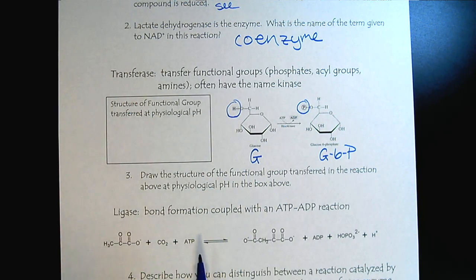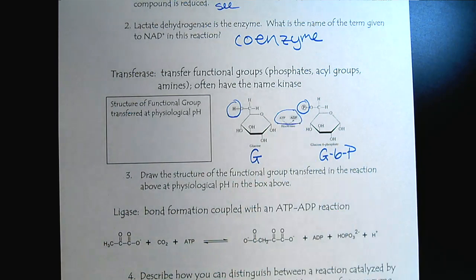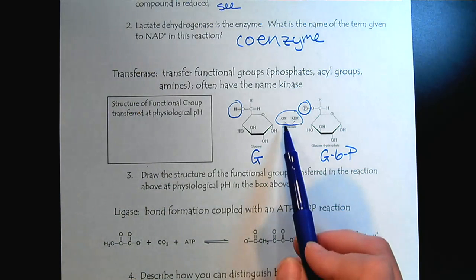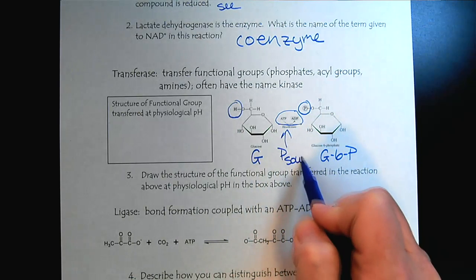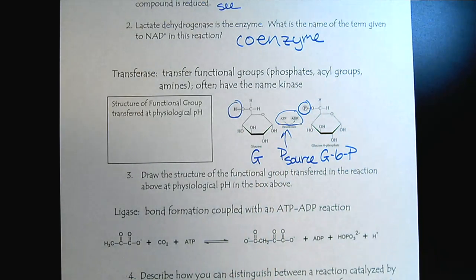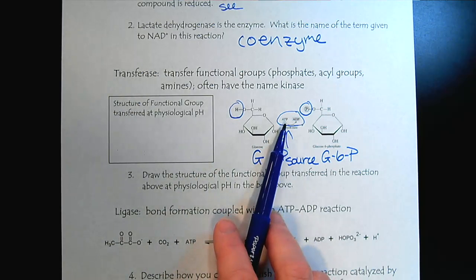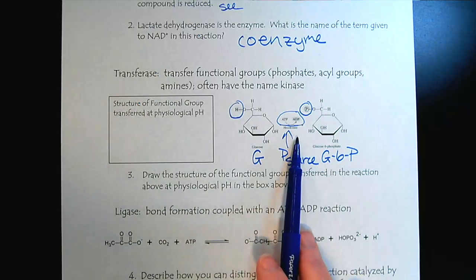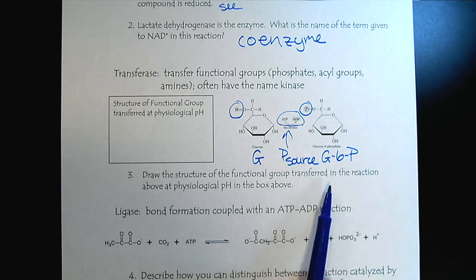Where did the phosphate group come from? It came from the ATP. So we have to be careful with ATP as well. Notice that in this case the ATP is the phosphorus source. All right. So we've transferred a phosphorus from ATP to the glucose. So the hexokinase is a transferase enzyme, and let's draw the structure of the functional group transferred.